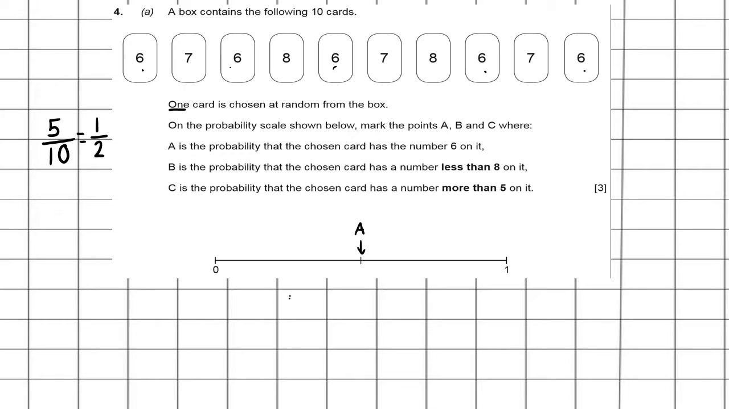B is the probability that the chosen card has a number less than 8. So not less than or equal to 8, less than 8. So that can be 7 all the way to 0. Okay, so let's do this. 6, yes. 7, yes. 8, no. So now we have 8 out of 10, which simplifies to 4 over 5.